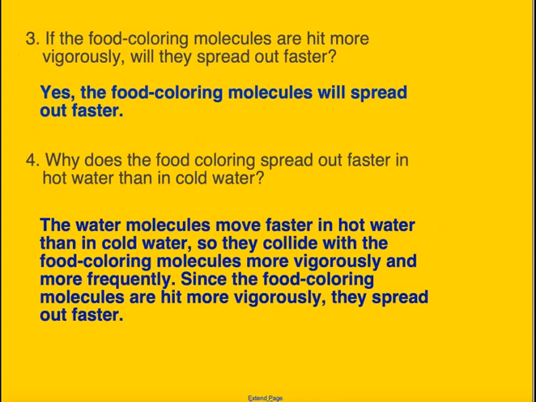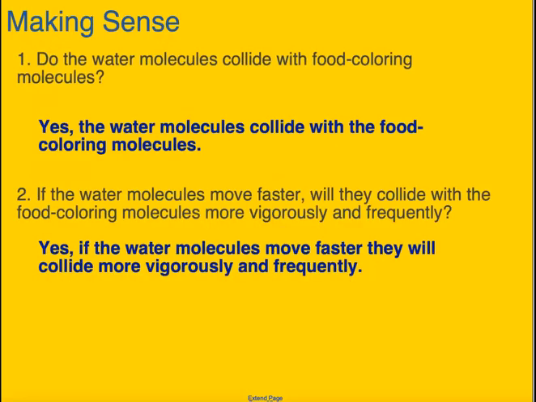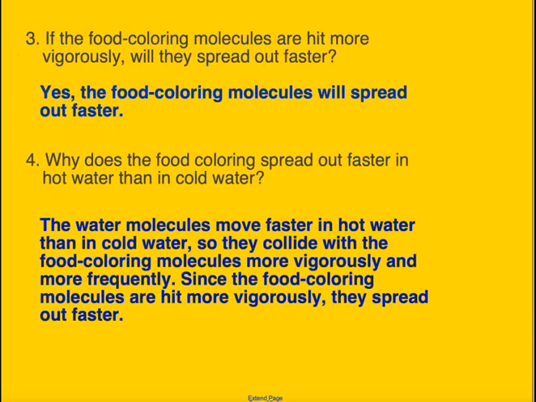If the food coloring molecules are hit more vigorously, will they spread out faster? Absolutely. They're going to spread out faster. So that's very similar to this question, is will the food coloring molecules more vigorously and frequently collide with the molecules if they're moving faster? Yes. And what's the result? Food coloring spreads out very fast. So that demonstration with the two beakers shows you that the molecules are moving faster. So why does the food coloring spread out faster in hot water than in cold water? Again, it all comes back to the molecules. Warm water, the molecules are going to be moving a lot faster than in cold water. So the food coloring spreads out faster.